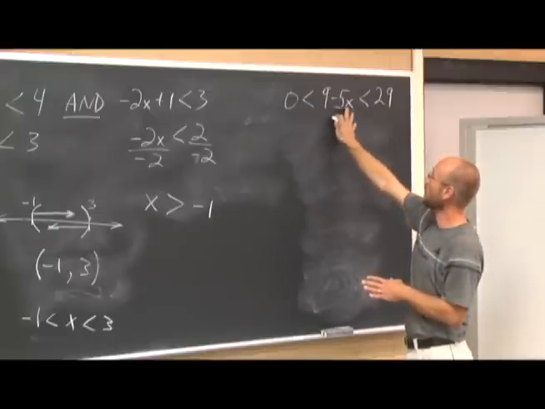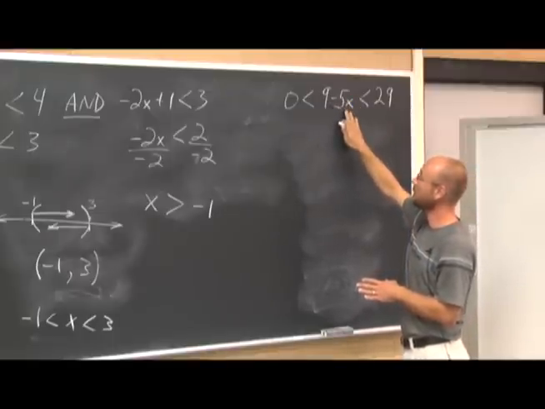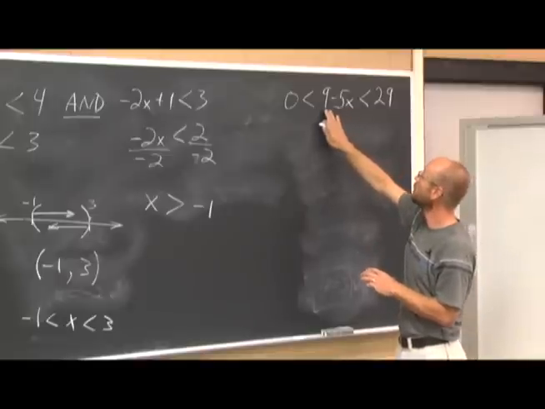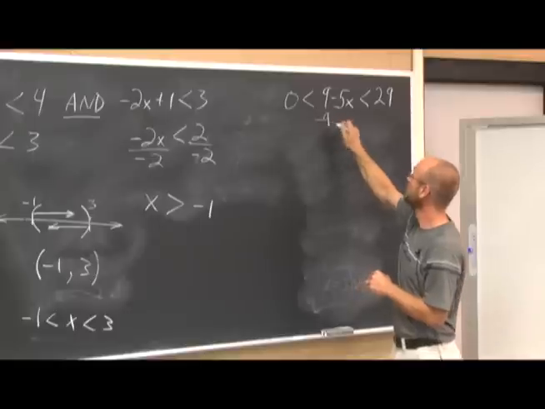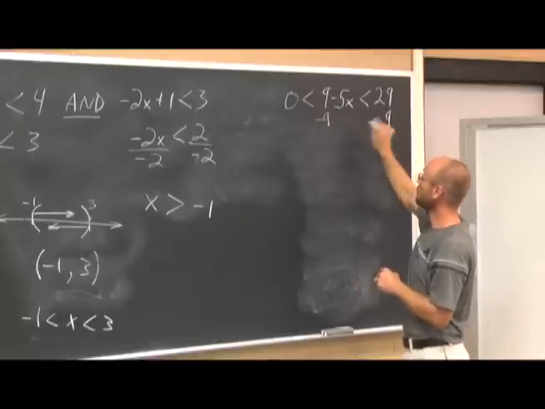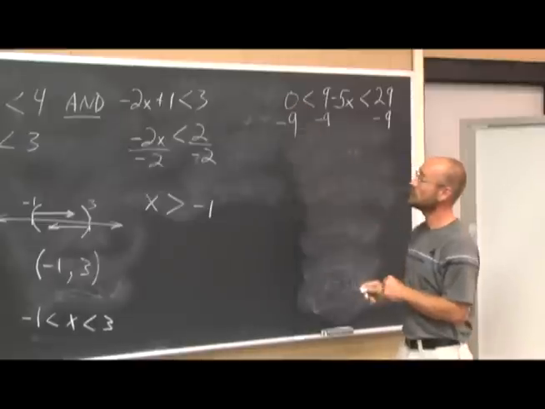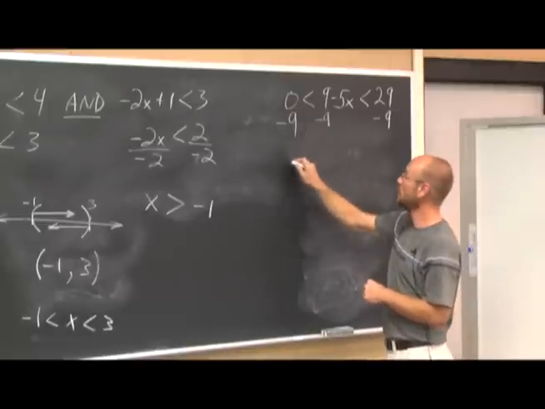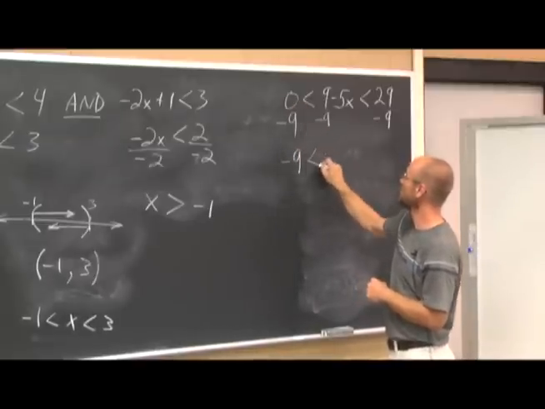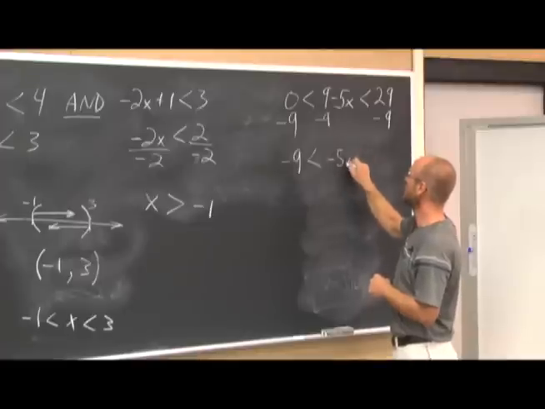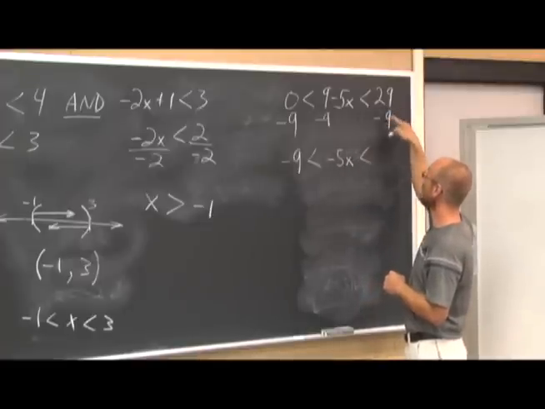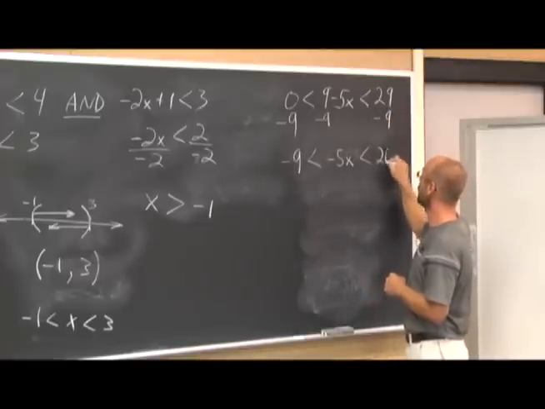So I see here I want to isolate the term containing the x and then eventually get x by itself. But I can do that by subtracting 9 to begin with. What I do to one side, I do to all sides. So I've got to remember to do it over here on the left side as well. 0 minus 9 is negative 9, is less than negative 5x, is less than 29 minus 9 equals 20.